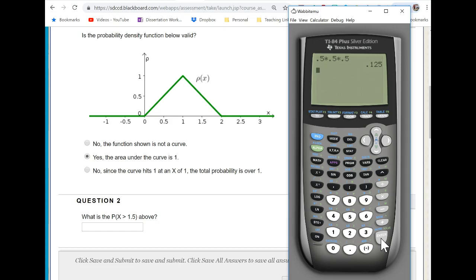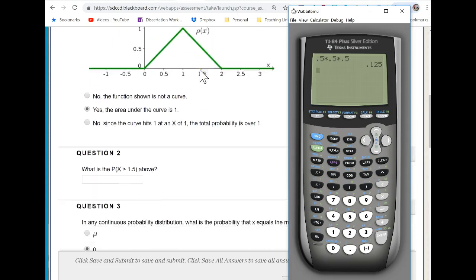0.125 or 12.5%. You could have also done this based on the proportion of this curve. You could have divided it up into little tiny triangles. You would have seen that there's 8 of those same triangles. So this is 1/8 of the entire area under the curve.